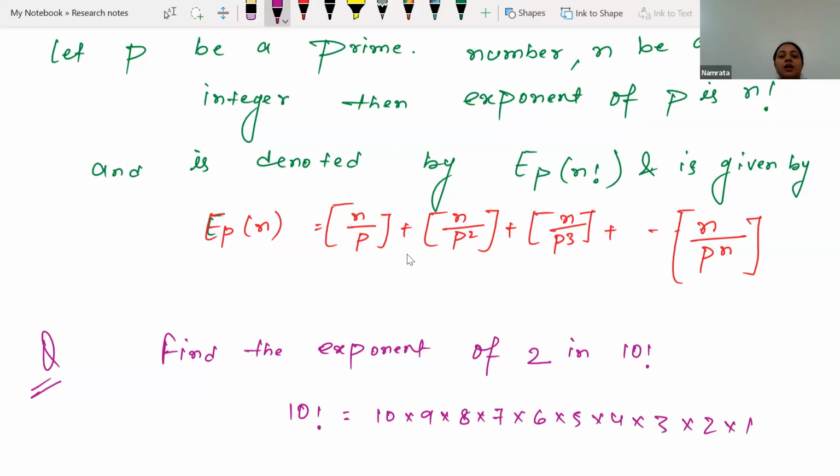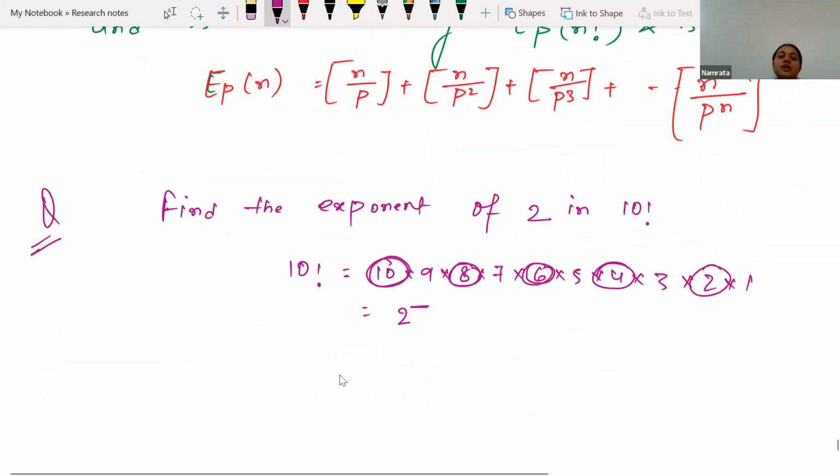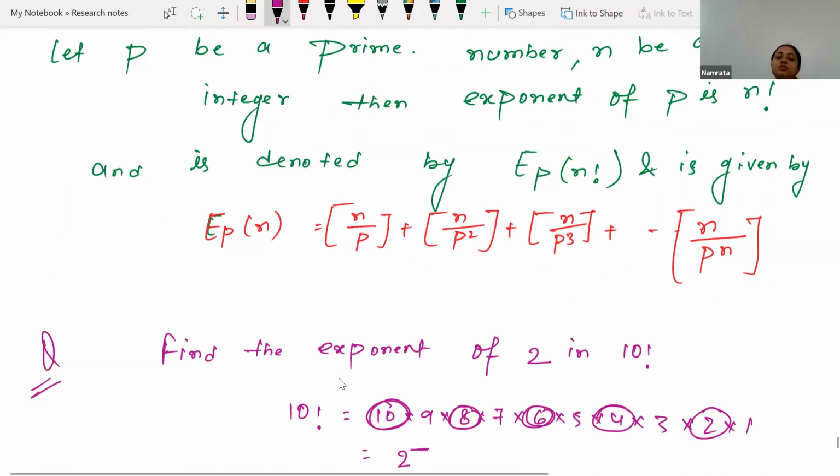And here we have to find the exponent of 2. Obviously, we will get 2 from 8, from 6, from 10, from 4 and also from 2. Manually, 10 factorial is fine, but for 100 factorial or 200 factorial it will take some time. Yes or no? So to find the exponent of 2, we can directly use the formula.